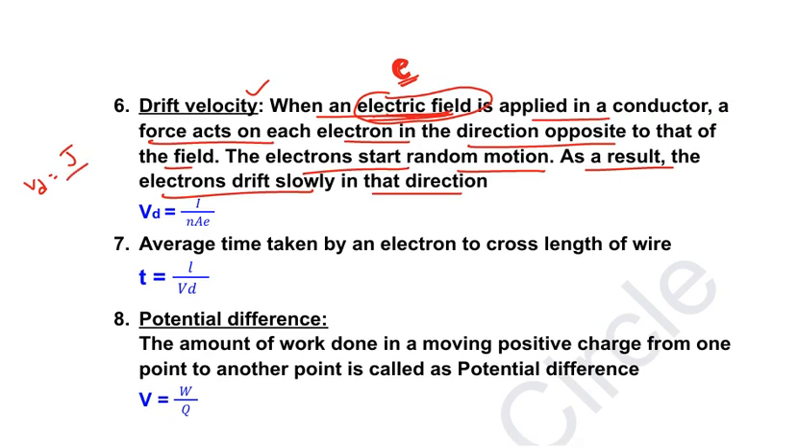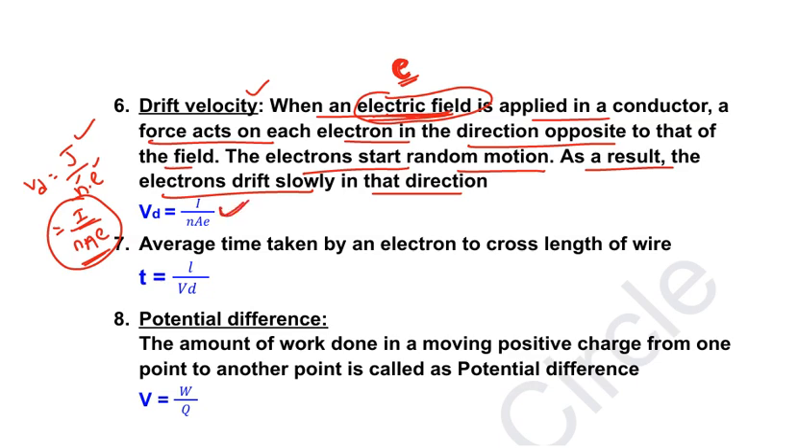Drift velocity can be written as current density by number of electrons into charge of an electron. Here current density can be written as I by A, current by area of cross section of conductor. So just substitute here, it becomes I by NAE. J means I by A, so we can write I by NAE. So drift velocity formula: Vd equal to I by NAE.